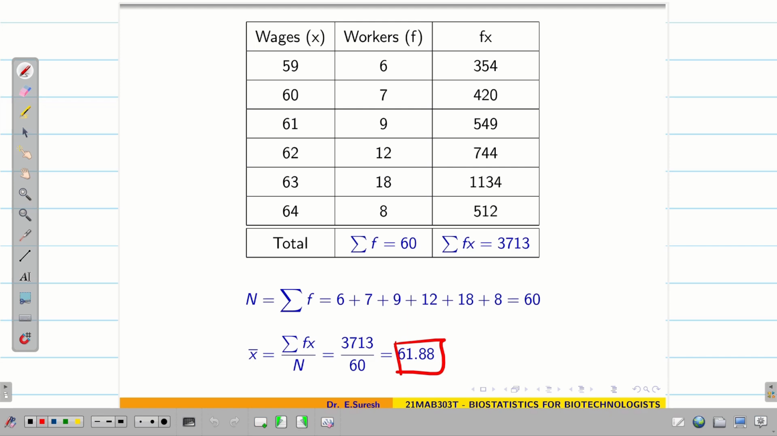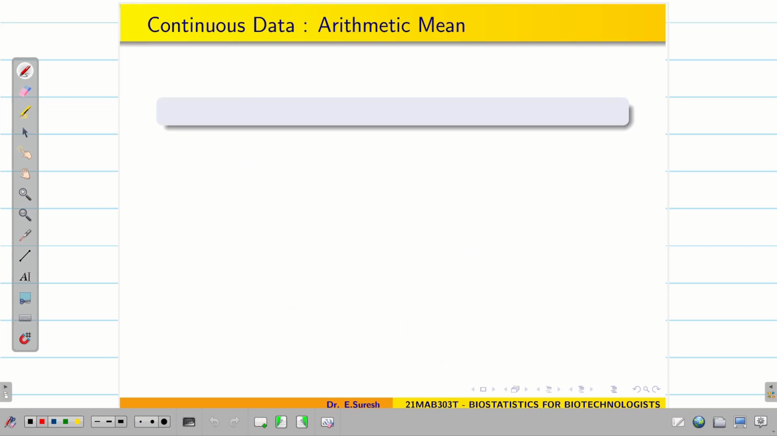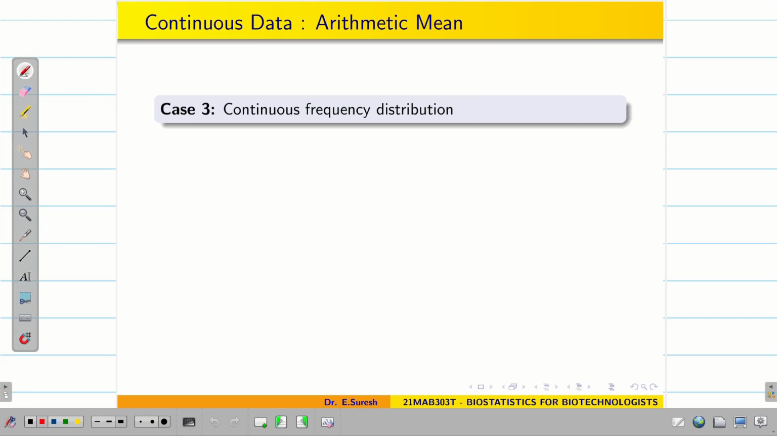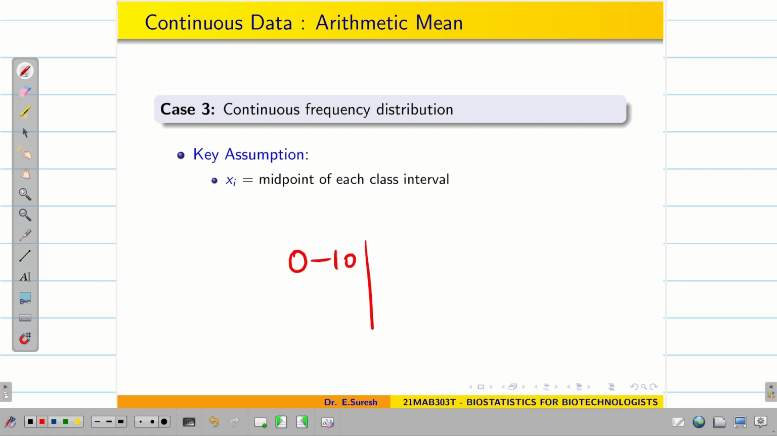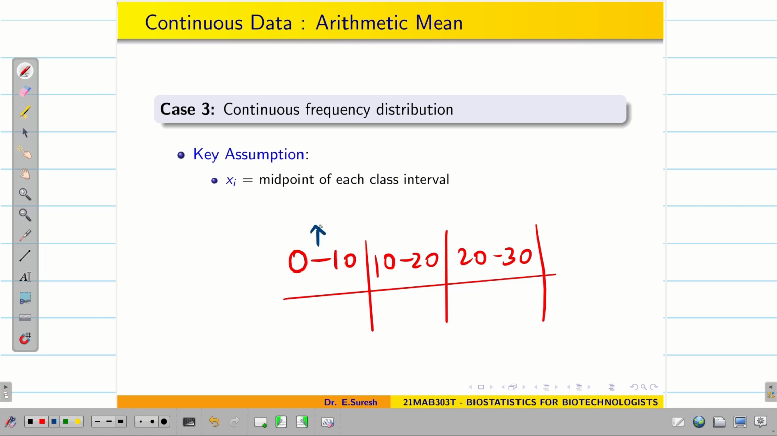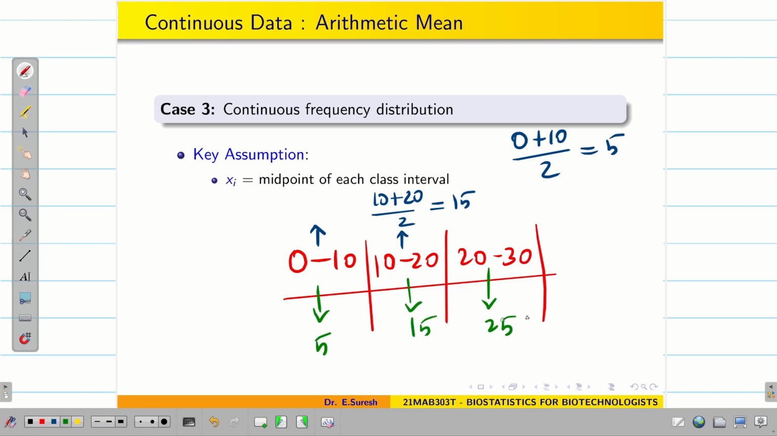Next, we are going to find the arithmetic mean for the continuous data. If you have a continuous frequency distribution, then the only difference is you have to find the x value, because it will be given in the interval like this: 0 to 10, 10 to 20, 20 to 30, etc. To find the x value, you have to take the midpoint. So 0 plus 10 by 2, 5. For this, 10 plus 20 by 2, 15. Therefore, the midpoint for this is 5, 15, 25, etc.